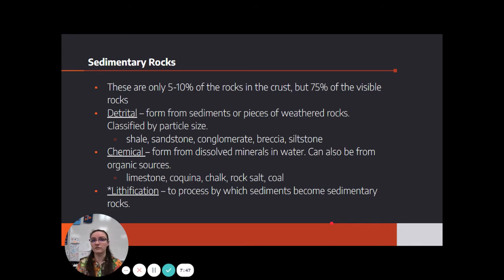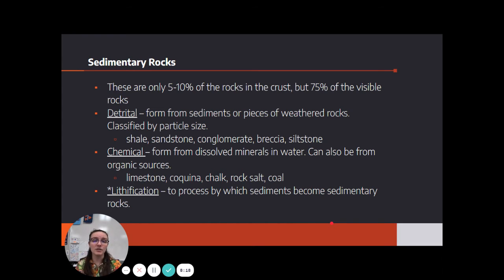Siltstone is made of dirt-sized particles that have been compressed. Shale is about the same size as sand, but it is more of a flat particle, not so much rounded like sand is. So shale is much flatter. But detrital forms from pieces of other rocks that have been compressed together. A chemical sedimentary rock forms from minerals that have been dissolved in water or from organic sources.